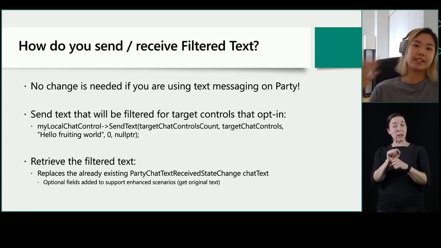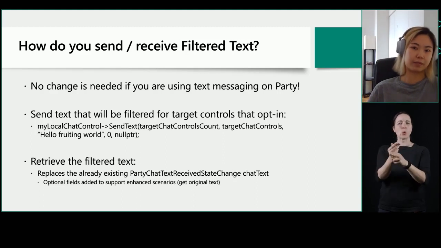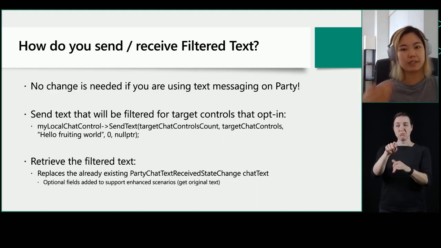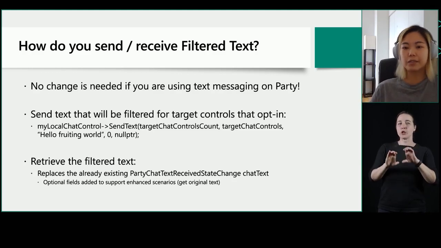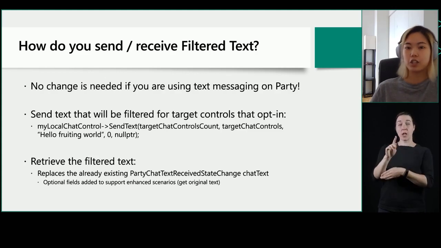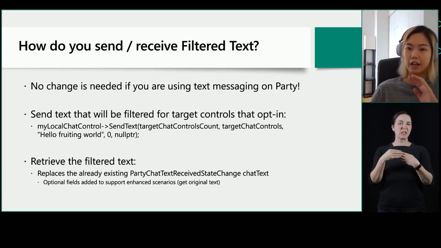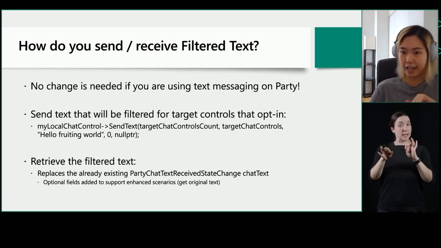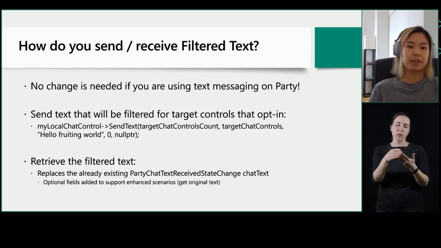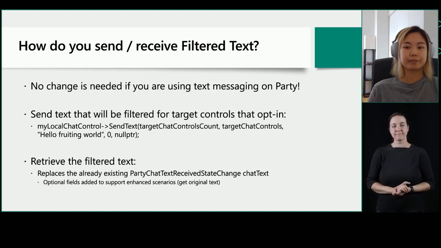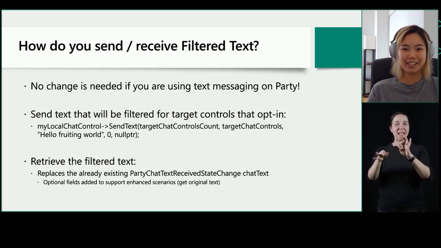So how do you actually send and receive filtered text? There is no change needed if you're already using text messaging on Party. You send text simply by calling my local chat control, and when receiving filtered text, you can also have a few options. You can have the flexibility of getting the original text along with the filtered text, if you will. So it's extremely flexible. Now let's look at a sample of our text moderation.